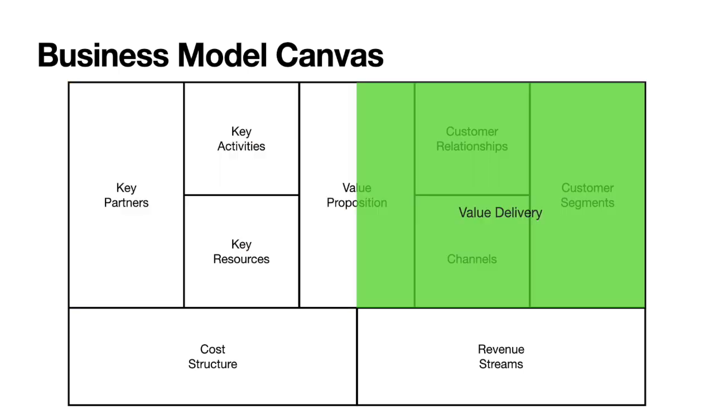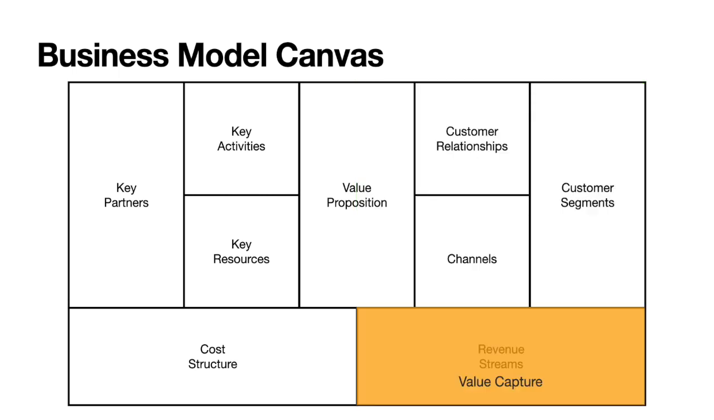Value delivery is at the right side of the business model canvas. It includes the channels, the relationships, the customer segments, and the value proposition. Value capture is represented by the revenue streams in the business model canvas. So the business model canvas allows us to have those 3 different types of activities in the screen and allows us to think about that and discuss. The business model canvas in that way structures our thinking and discussions.